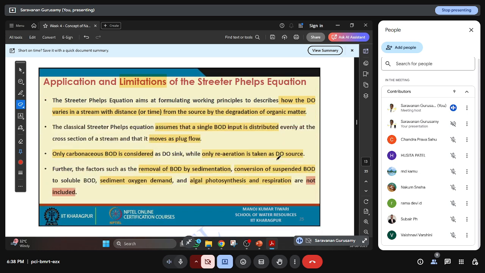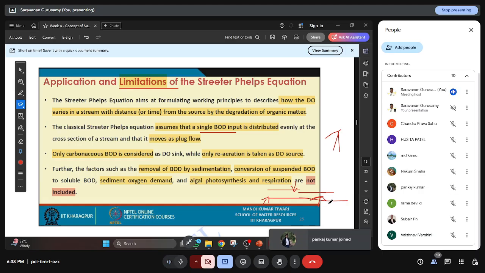And what are the limitations of the Streeter-Phelps equation? Here the DO varies in the stream with respect to time, and we can find it. But here we have assumed only a single BOD input is discharged. If you have 2-3 inlet points for a river, where here I am discharging organic matter and here I am discharging organic matter, then this Streeter-Phelps equation will not work. Again, we have to do modeling studies. So this equation will be useful only if you assume a single BOD input is discharged, right?